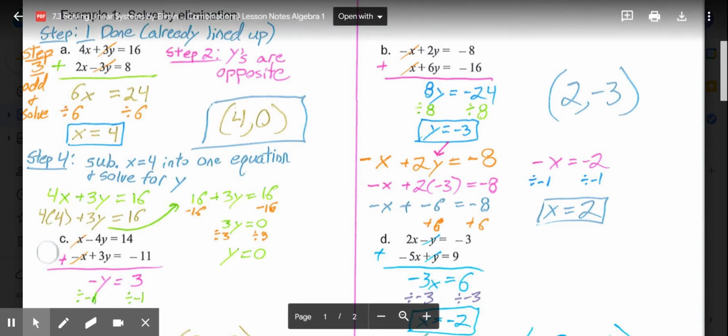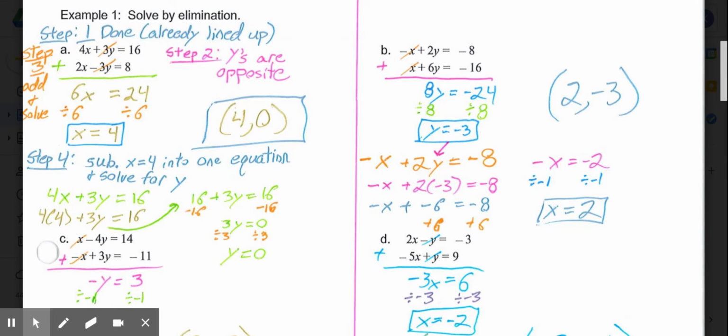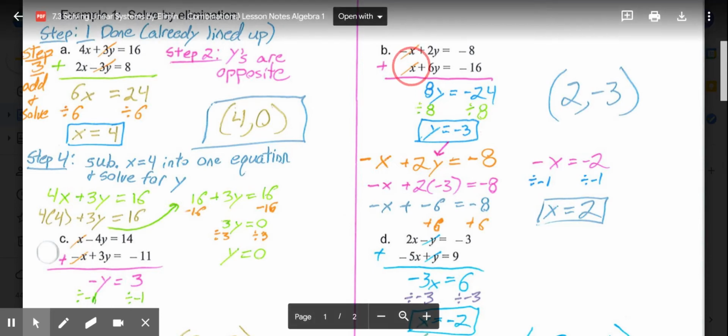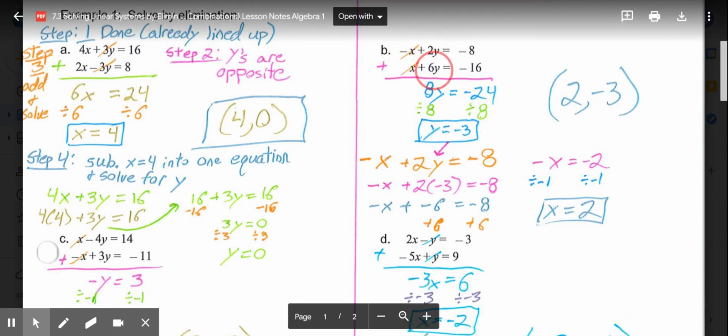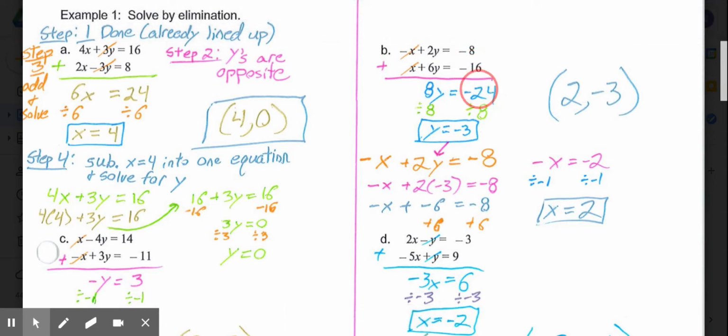So let's now look at example B here. In B, steps 1 and 2 are already done for us. The x's, the y's, and the numbers are lined up vertically. And the x's are already opposite values, negative 1x, positive 1x. So I simply need to add my two equations together. So 2y plus 6y is 8y. Negative 8 plus negative 16 is a negative 24.